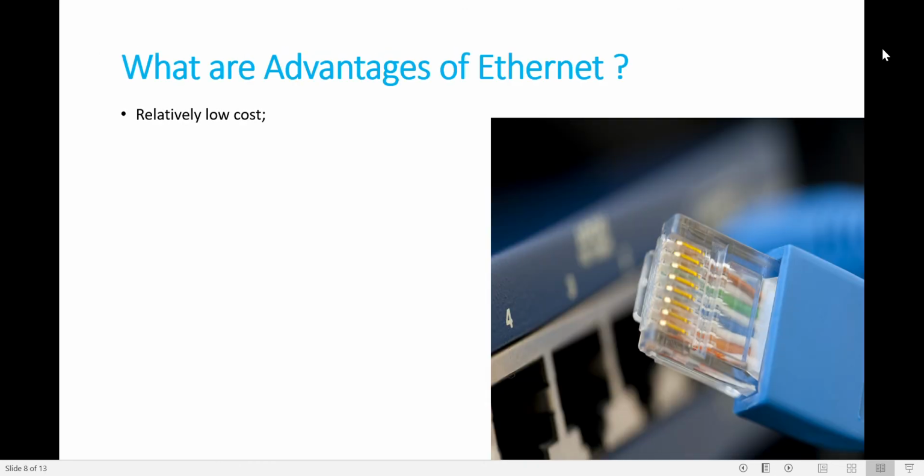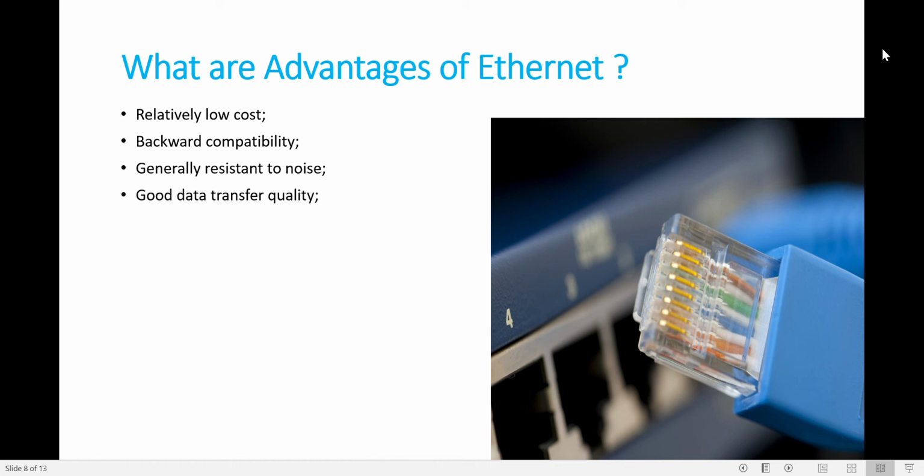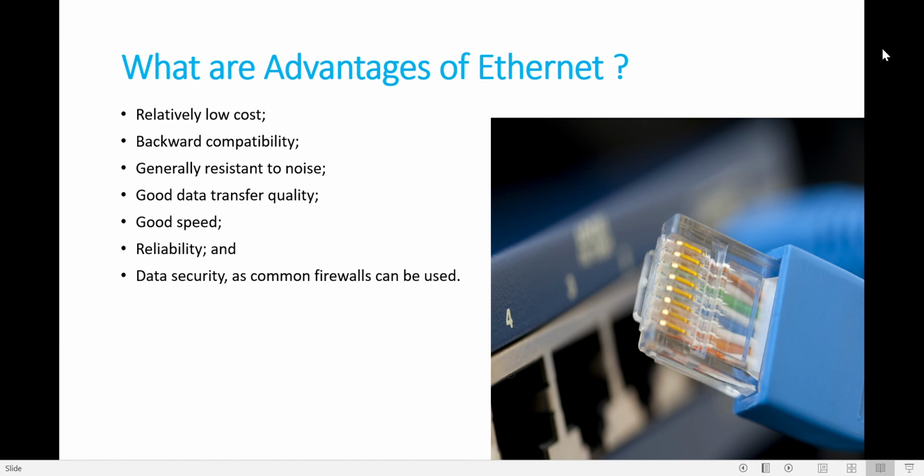Now let us see what are the advantages of Ethernet. First advantage is it is relatively low cost. It is backward compatible. It is generally resistant to noise because it is using a physical wire as a medium. It has good data transfer quality, again, as it is a physical medium transfer. It maintains a decent speed, again due to it being a closed wire transfer. It is reliable due to its physical nature. It can provide data security, such as we can use firewalls to secure the data.